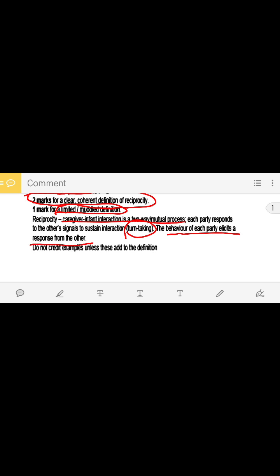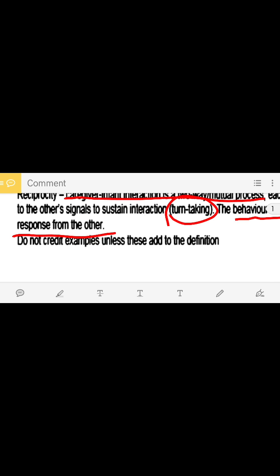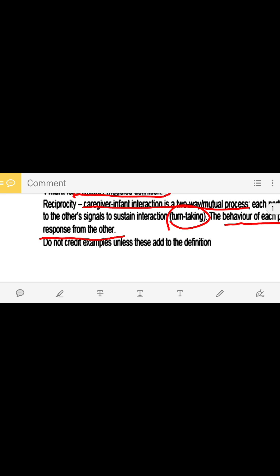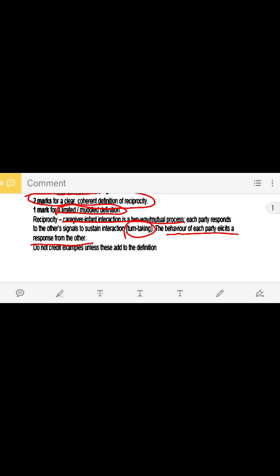A lot of people picked up the second mark for giving an example, which you can see here, 2 marks for a clear, coherent definition of reciprocity. You could have done what I said there and elaborated it, or you could have added an example. However, just be careful with that, because it does say do not credit examples unless these add to the definition. So for those of you who just provided an example, it wouldn't have gained any credit at all.